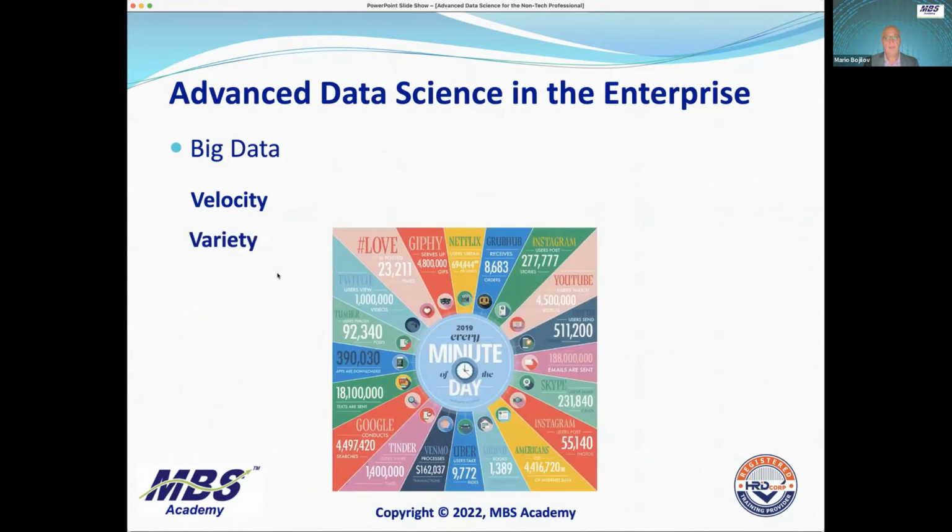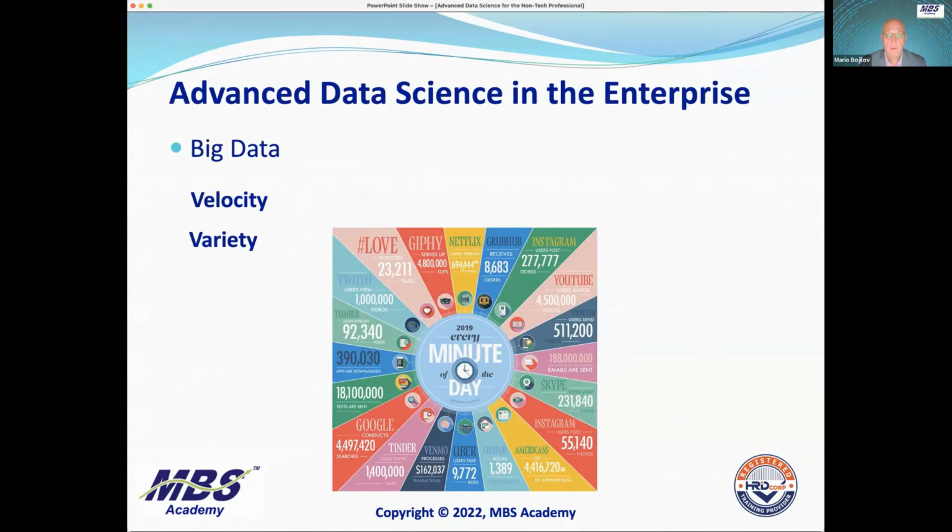And then the thing is variety. This is what we are currently doing. This is the statistics from 2019. But as you can see, every minute of the day, at the top is Netflix. Users stream 649,000 hours of video. That's per minute. Now, if we look at Instagram to the right, users post 277,000 stories on Instagram per minute.